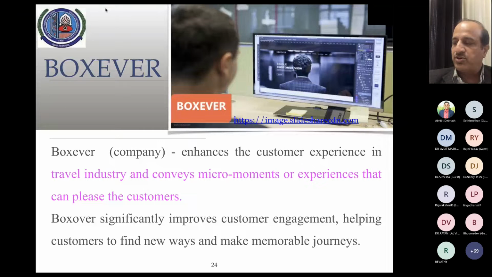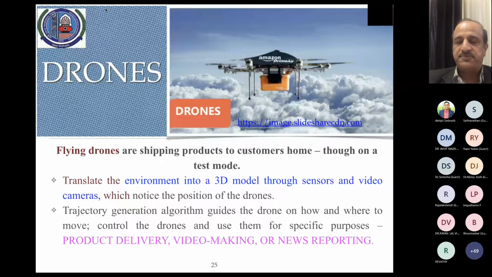You might have seen these drones in some of your functions. These are working as shipping products. They are going to translate the environment into a 3D model. They have sensors and video cameras, which are used for the positioning of these drones. In general, you might have seen them in the messages function, where they may be used for video recording or even news reporting or the delivery of products.